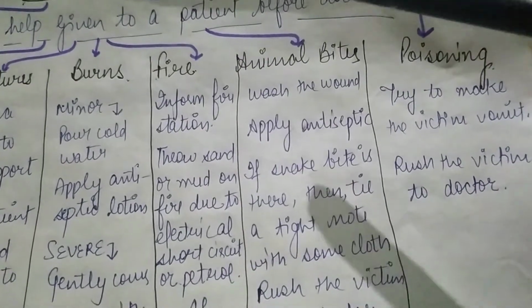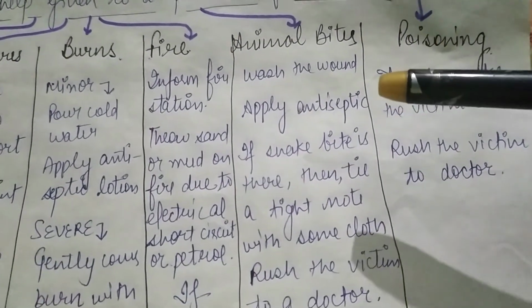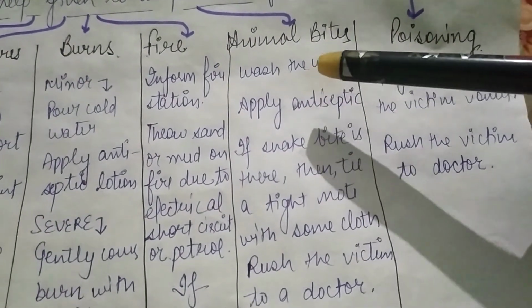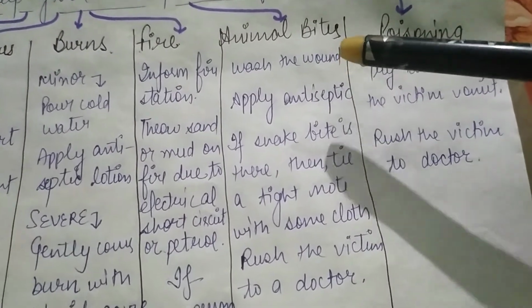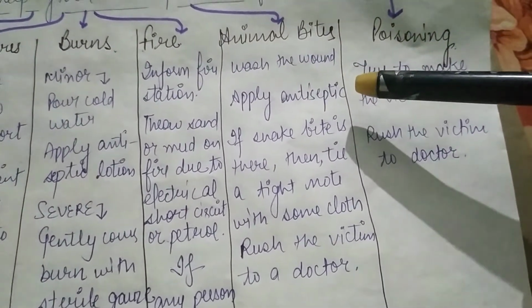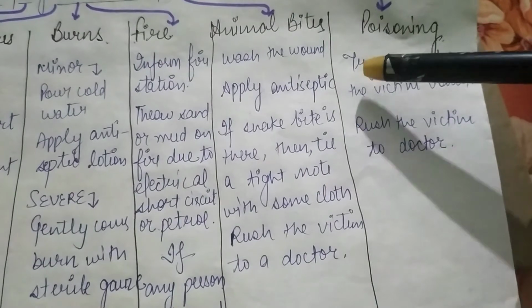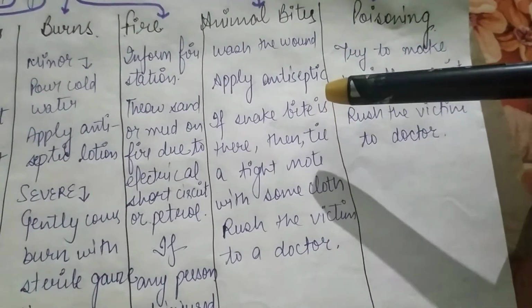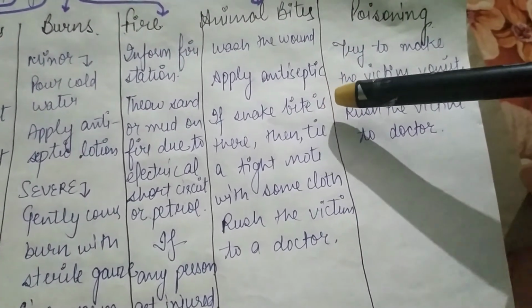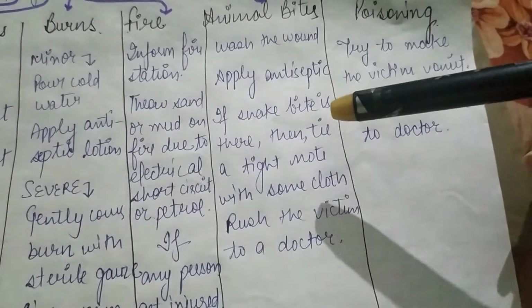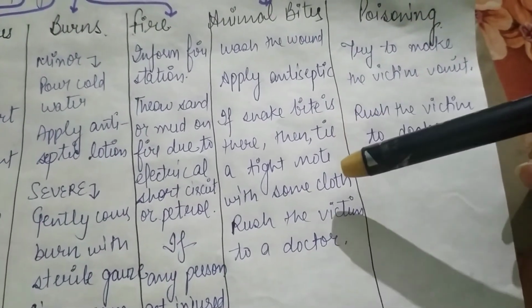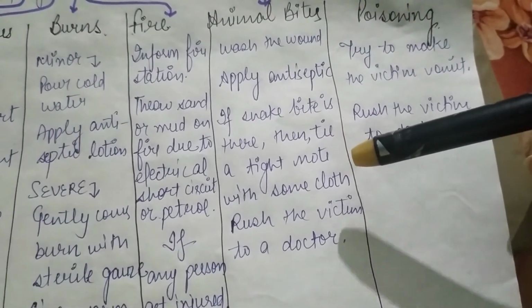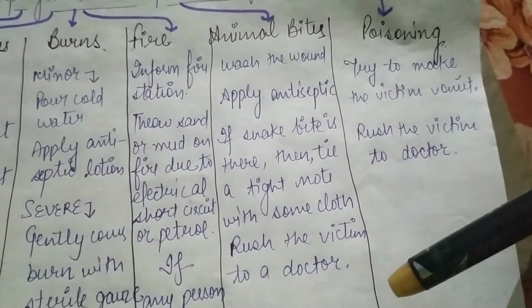Then the next is if anyone is suffering from animal bite. First of all, wash the wound and then apply the antiseptic lotion. But if that bite is a snake bite, which is the most dangerous of all, then tie a tight knot with some cloth and rush the victim to the doctor.